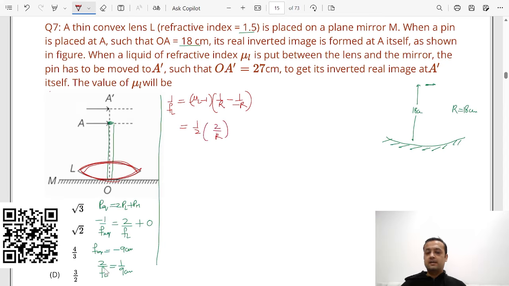All right. Now 1 by FL will be 1 by 18 centimeter, right? So from here you can see that radius of curvature comes out to be 18 centimeter. That means the radius of curvature of this convex lens is 18 centimeter. Now what we are doing? We are filling a liquid over here. So basically, if you understand, that means this entire thing will be a liquid.